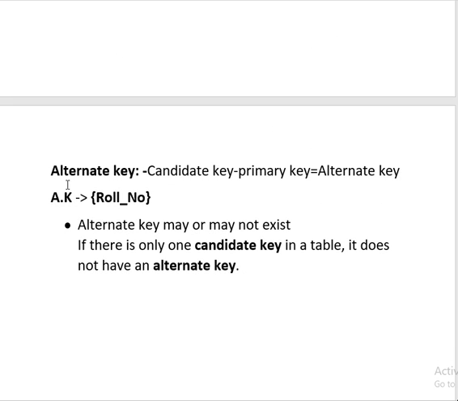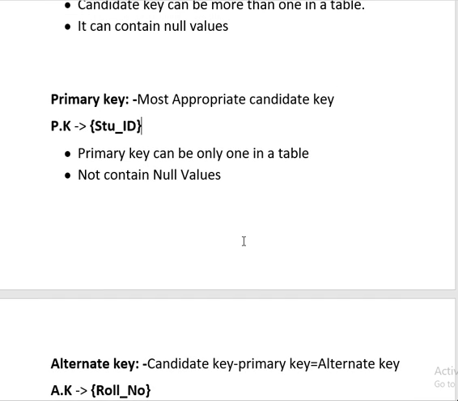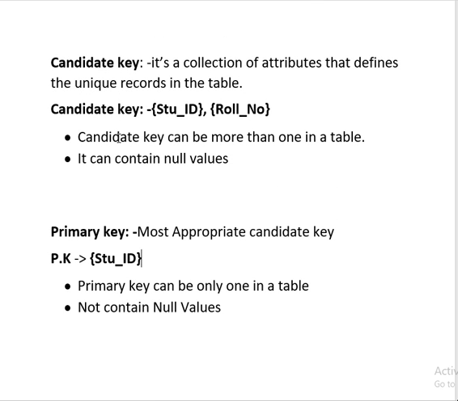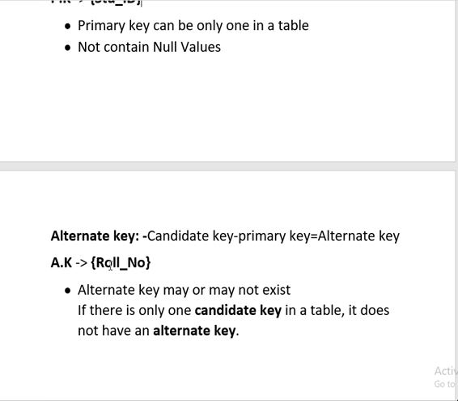An alternate key may or may not exist in a table. If there is only one candidate key in a table, then there will not be any alternate key. So that was all about the candidate key, primary key and alternate key.